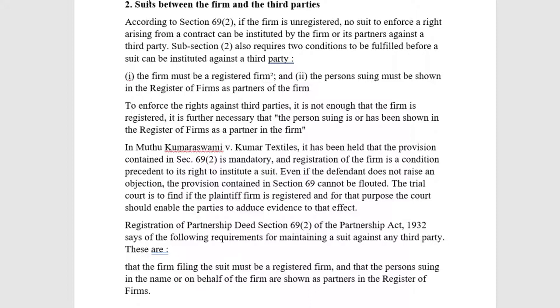And let us see the aspect of suits between the firm and third parties. According to section 69 subsection 2, if the firm is unregistered, no suit to enforce a right arising from a contract can be instituted by the firm or its partners against the third party. Subsection 2 also requires two conditions to be followed before a suit can be instituted against a third party. So here we are discussing whether a suit can be instituted against third parties if the firm is unregistered. Here the first condition, in order to file a suit against the third person, is the firm must be a registered firm. The person suing must be shown in the register of firms as a partner of the firm. This is very compulsory.